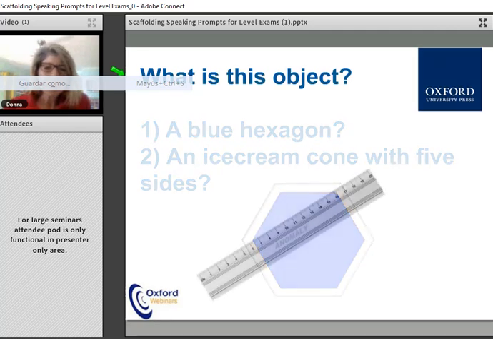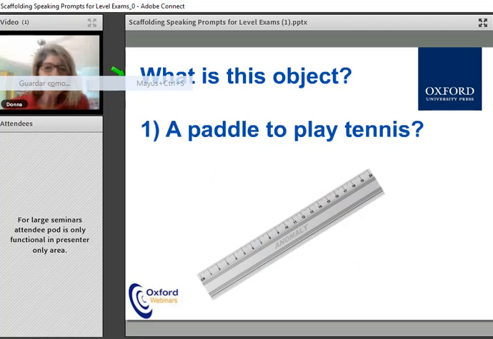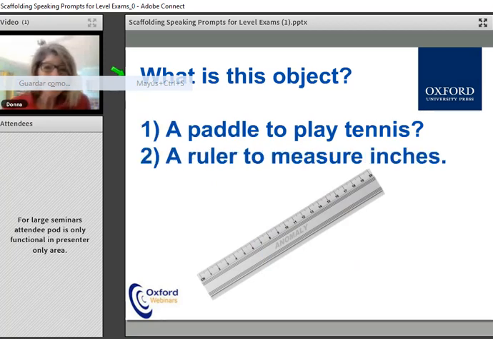All right. Here we have one more example for this level. What is this object? A paddle to play tennis, or a ruler to measure inches. Yes, I know, Julieta, I know. So they have to figure out it's got 6, right? Okay, so obviously it's 2.